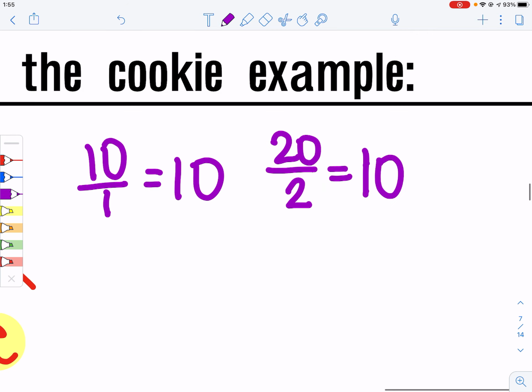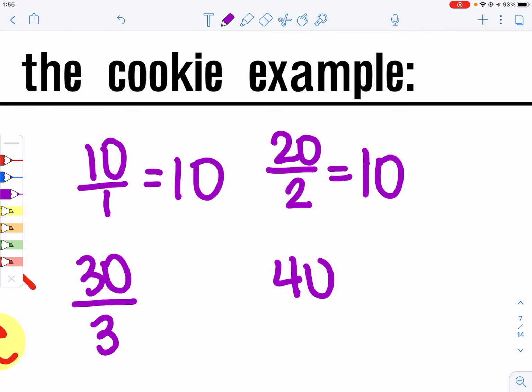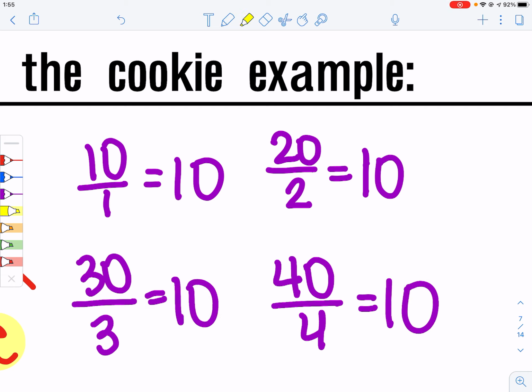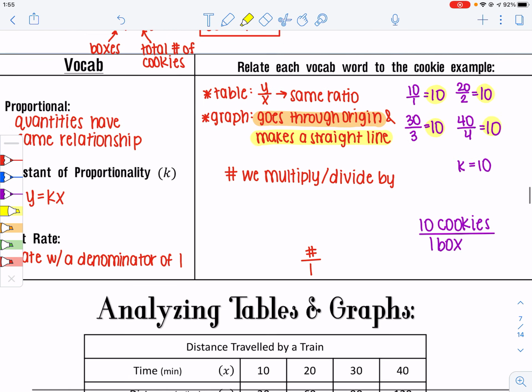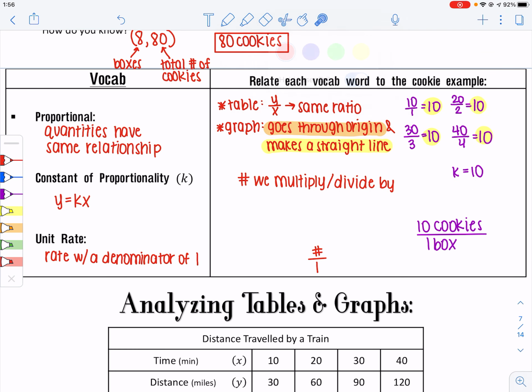Okay, so we also did 30 and 3 and 40 and 4. So we wrote them as ratios. Ratios just means fractions. We wrote them as fractions. We divided those fractions. When we did that, we got the exact same number every single time. The number we got is our constant of proportionality, so that's this part. And then it's also our unit rate. It just has more labels with it.